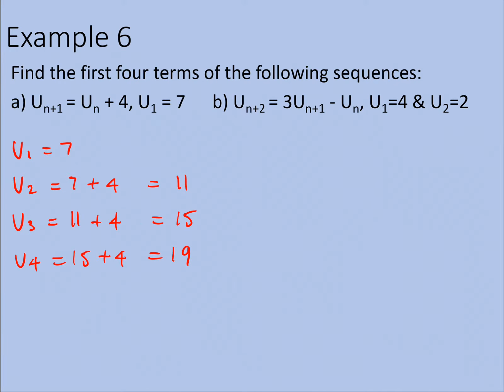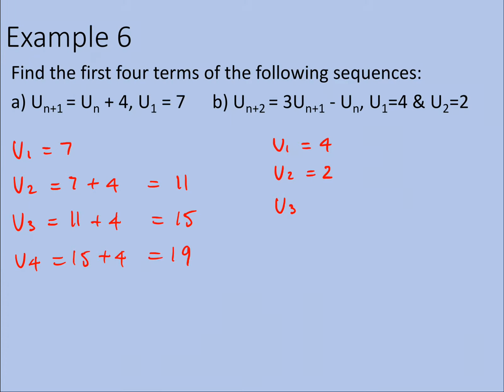previous number, but it works off the one before that. So that's what we've got in this situation here. We've got that un plus 2 is 3 lots of un plus 1 minus un. Let's see if we can use that. So u1 is 4, and u2 is 2. Let's see if we can find u3.